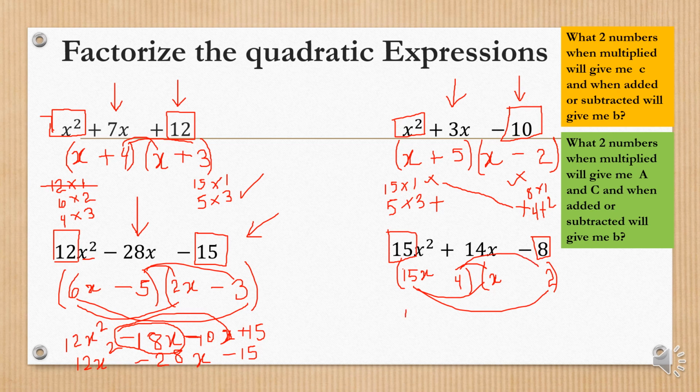So 15x by x is giving me 15x squared. 15x by 2 is giving me 30x. 4 by x is giving me 4x. And 4 by 2 is giving me 8. Now, can I do anything in this middle number to give me 14x? I'm getting my x squared, I'm getting my 8. No, I cannot. So this combo did not work.